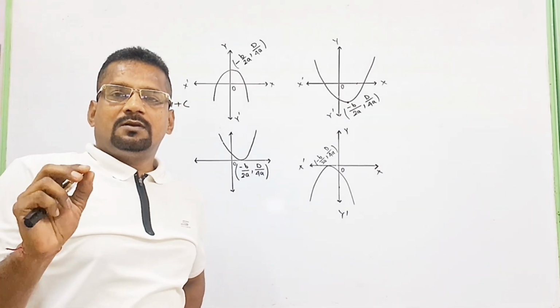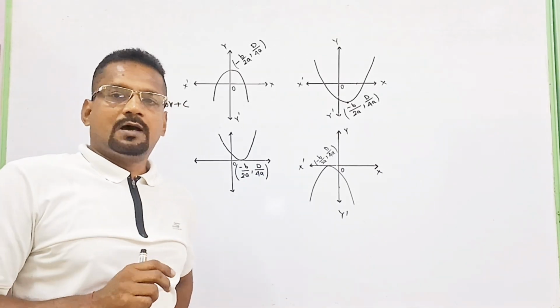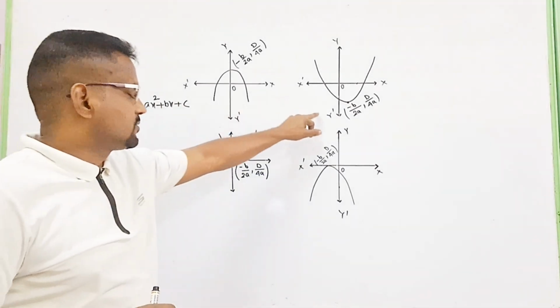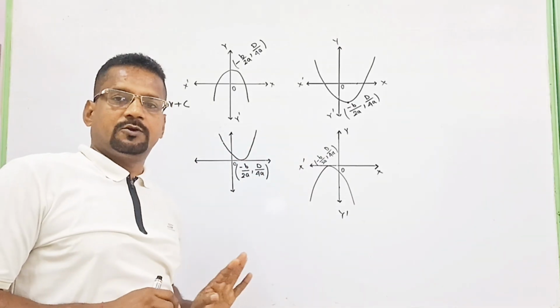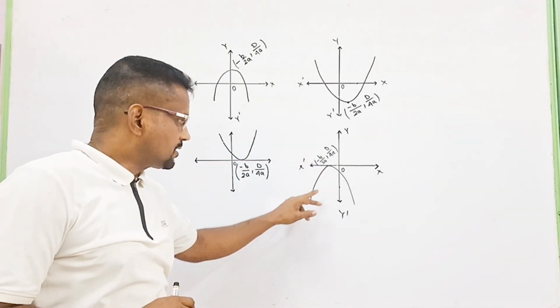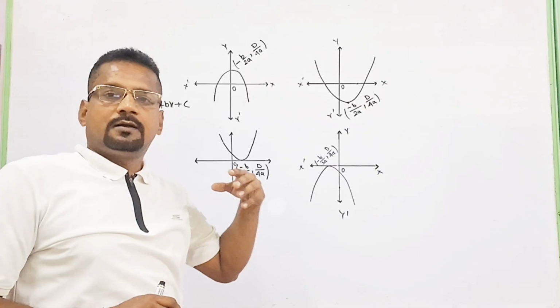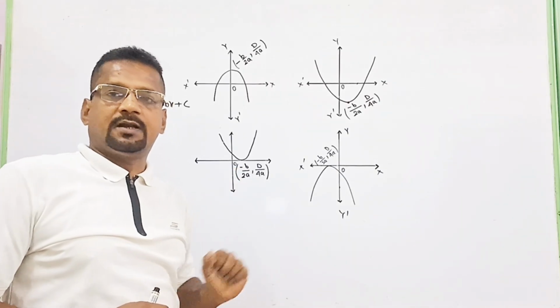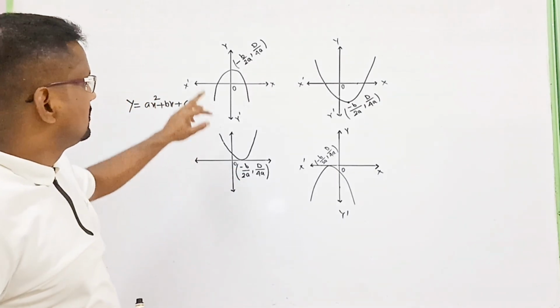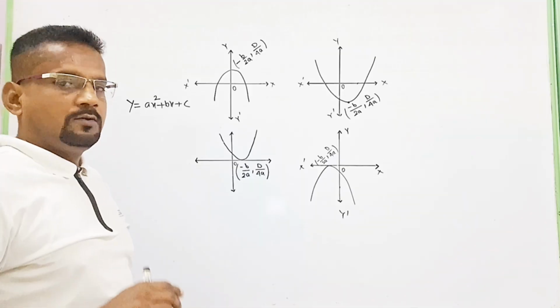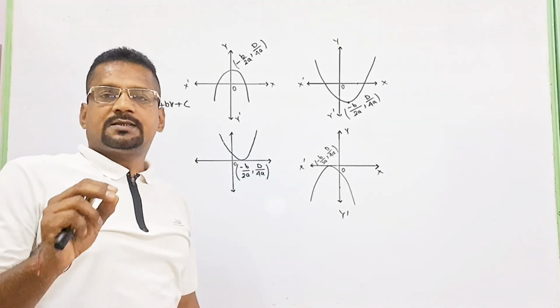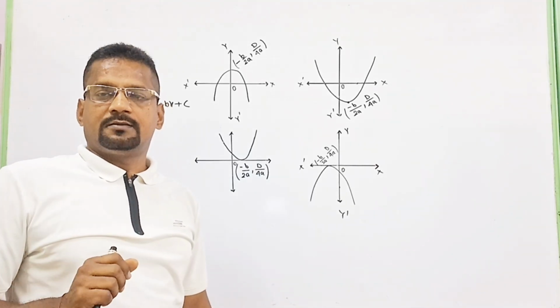The possible graphs of quadratic polynomials are given. Here are four graphs. All these are graphs of quadratic polynomials. These graphs are called parabolas, and the graph of a quadratic polynomial is always a parabola. The question is, from the graphs, we are to decide the signs of A, B and C.